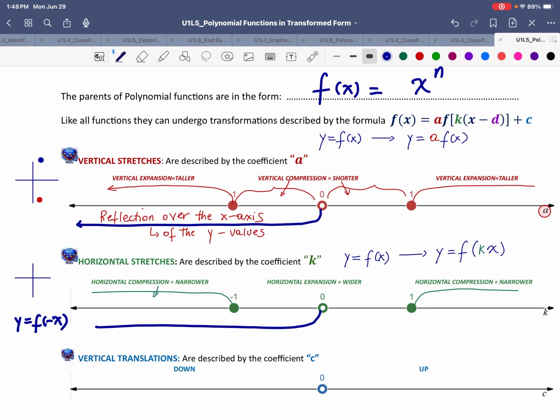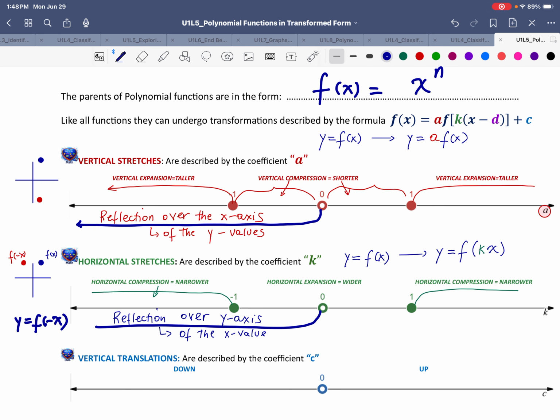For example, if you have a point right here on the graph of the function f of x, and you are reflecting the x coordinate, so the y value stays the same, and the x value will change to its opposite, the only way that can happen is by going to the other side of the y-axis. So let me write that down here. We're going to say that in this case, the function will undergo a reflection over the y-axis. And a reflection over the y-axis is the same thing as saying a reflection of the x values.